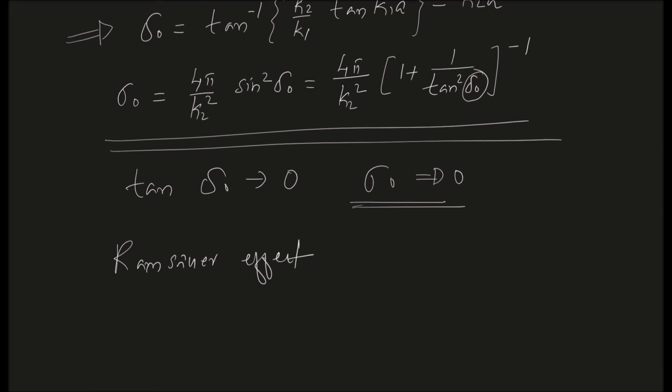He found that for very low energies, of the order of 0.7 electron volt or less, the scattering cross section of electrons by noble atoms was extremely small. The scattering of electrons by noble atoms was extremely small.